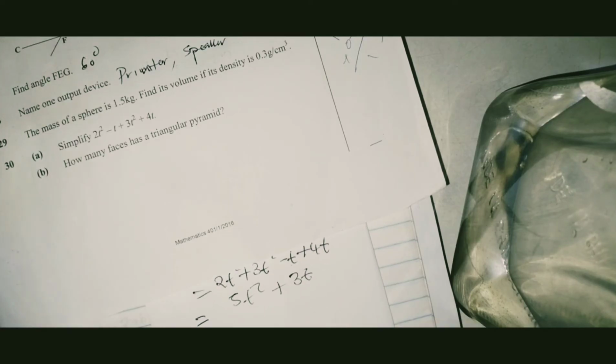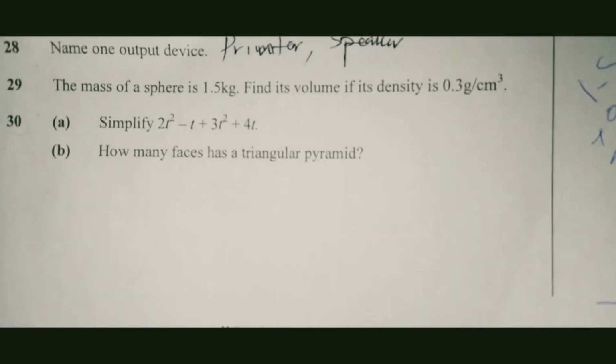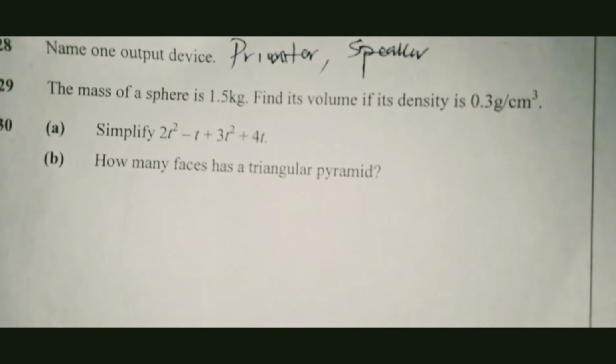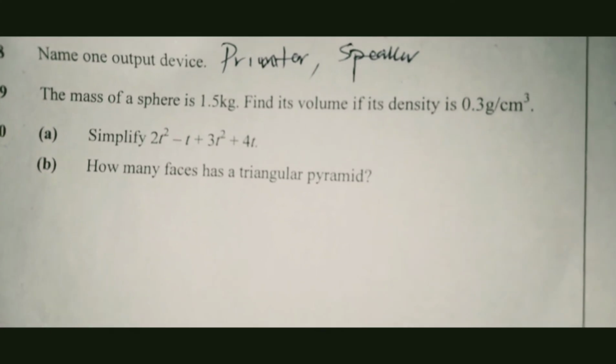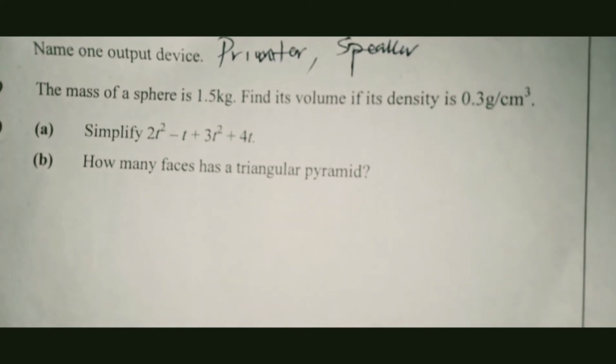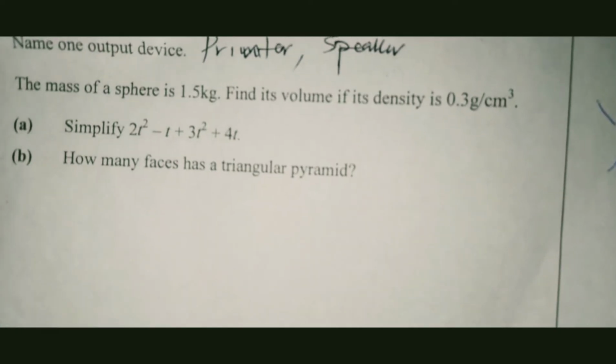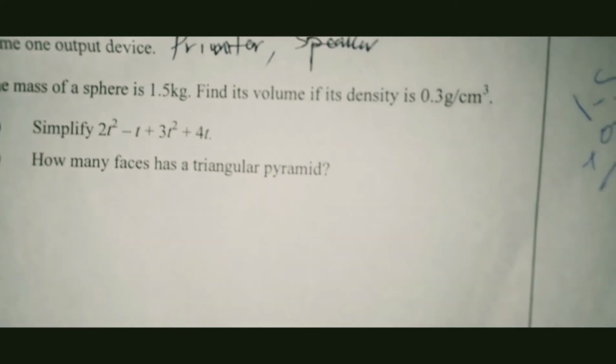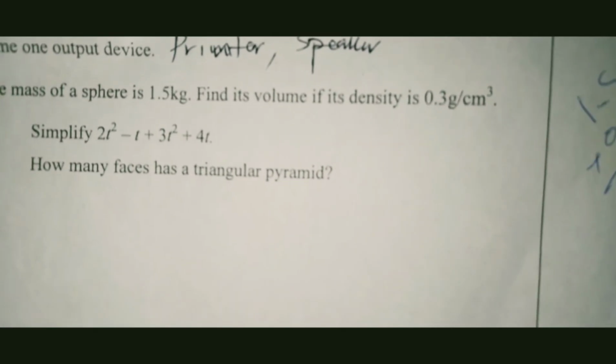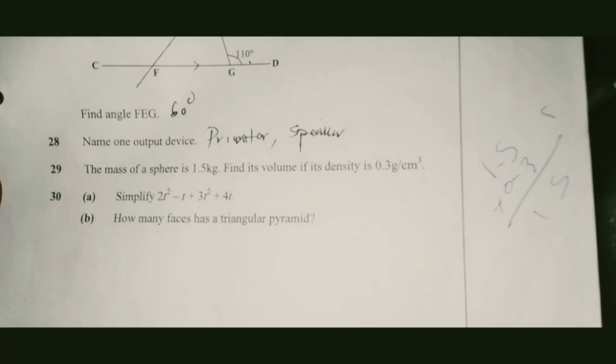Good. We got to B. Question 30. How many faces has a triangular pyramid? A triangular pyramid has 5 faces. So it has 5 faces.